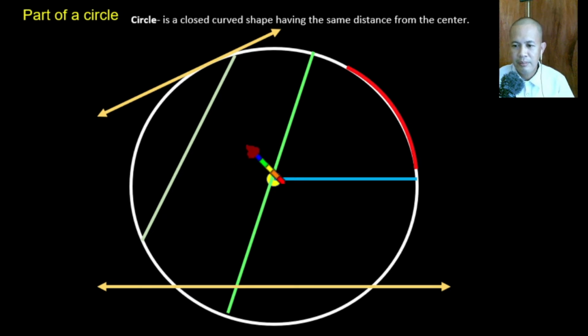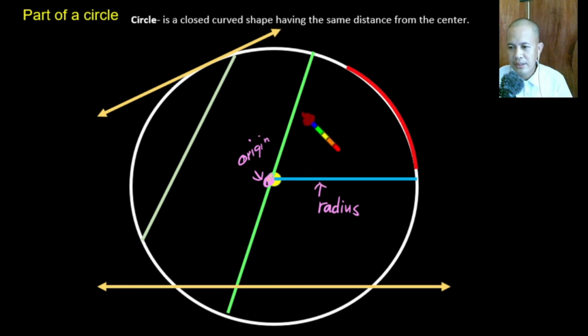So let's have the different parts of the circle. This part is called the center of your circle. It is called the origin, or the center of the circle. The line is one. That line from the center to any point of the circle is called your radius. So a radius is the distance from the center of the circle to any point of a circle.